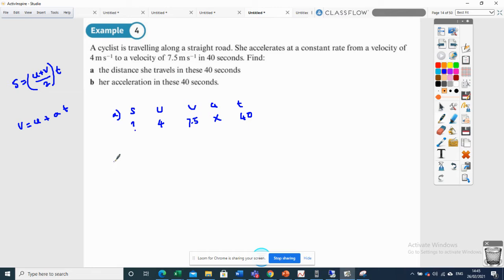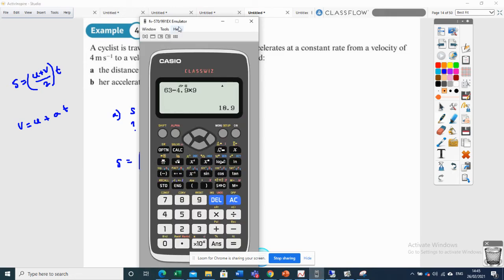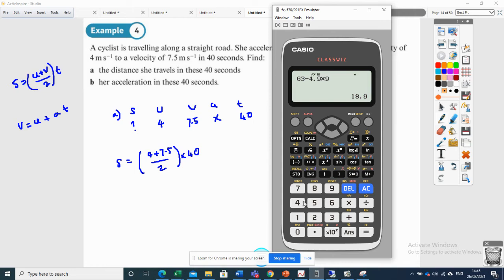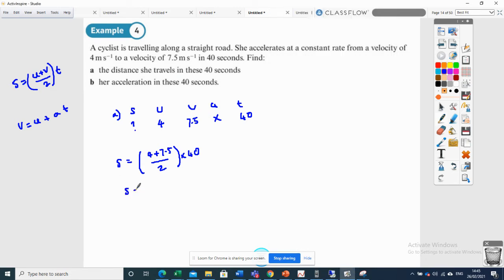We're trying to find S. So S is equal to (4 plus 7.5) over 2 times 40. Go straight into the calculator. It's 11.5 on the top, over 2, times 40, which is 230 meters. We know it's meters because it's meters per second here.